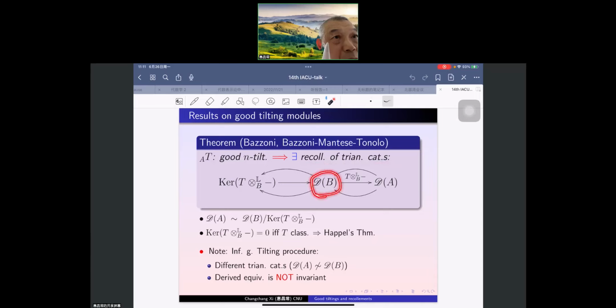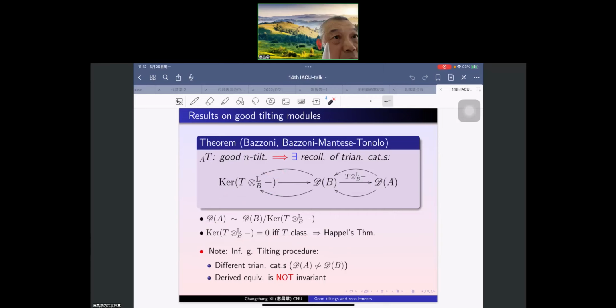And here is what we want. Here is the original derived category of the given algebra A, and here T is just the tilting module. And here you see this is the kernel of this functor. Of course, by the definition of recollement, you will see the derived category of A is equivalent to the quotient category of this derived category of B modulo its kernel. And we also know that if the kernel vanishes, then you get an equivalence. This holds if and only if T is a classical tilting module. And in this case, we get Happel's result.